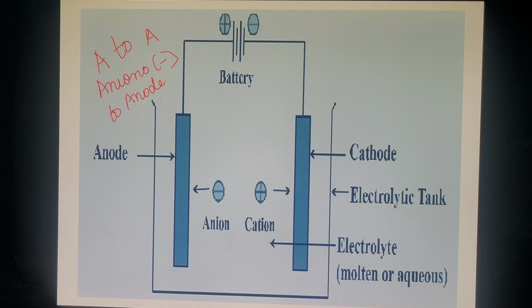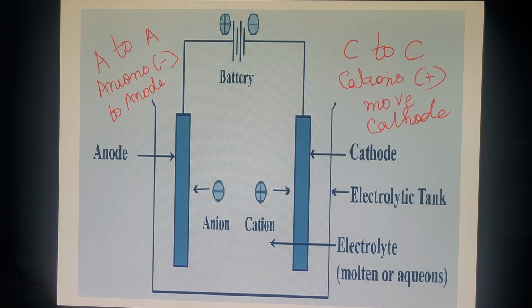And then you have to remember the next letters, C to C. Cations will always, what are cations? Cations are nothing but positively charged particles. They will move to cathode. So this is a short form that I am giving you to remember. This is a trick to remember it. What is the short form? A to A and C to C.